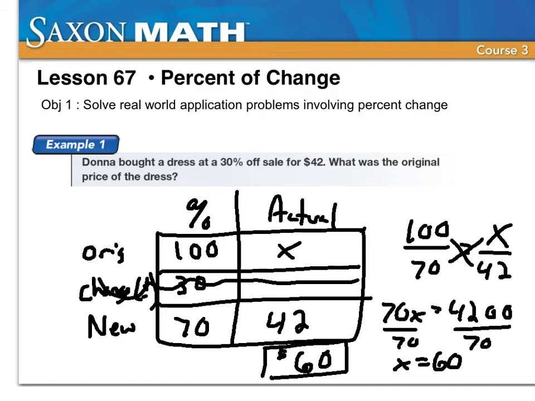So if the original price was $60 and the cost was $42 that she paid, that means she saved $18 on this dress. That's a pretty good deal. So again, notice the things that we set up. We had a percent side and an actual side. We figured out our original parts, how much it changed, whether it went up or down, and then the price after, or whatever the amount was after the change. Alright, let's do one more example.